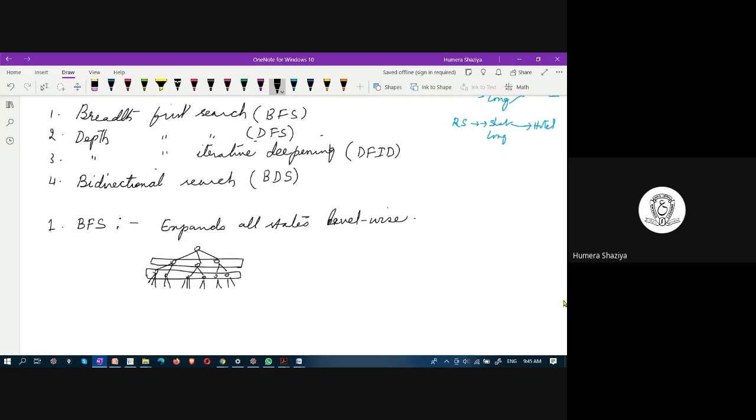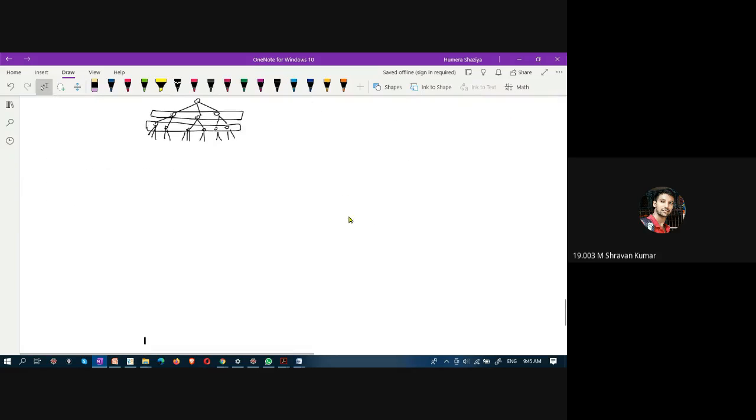Is this clear, students? Yes, ma'am. It will explore all the options in that layer, then goes to another layer. Yes, exactly. That is the point. Whatever options are available in a particular layer, that is considered to be explored. Later, the next layer is explored. That is the breadth first search mechanism.